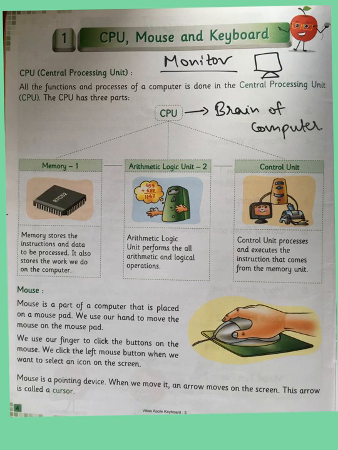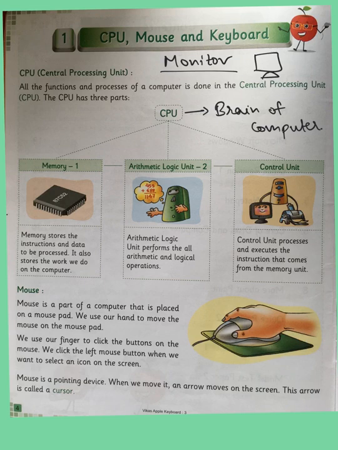So what will happen if a person's brain is not working or his brain has become dead? Right, that person will die. So similarly, if we remove the CPU, the computer will not work, even if it has mouse, keyboard and monitor, because CPU is the brain of the computer. It is the most important part of the computer and it performs all the important operations.